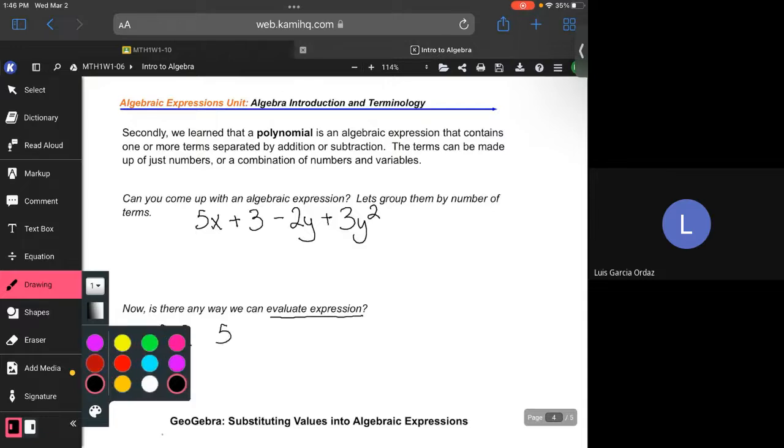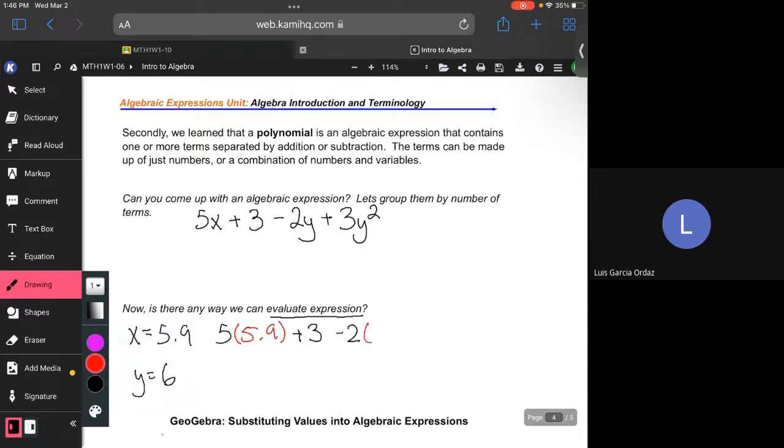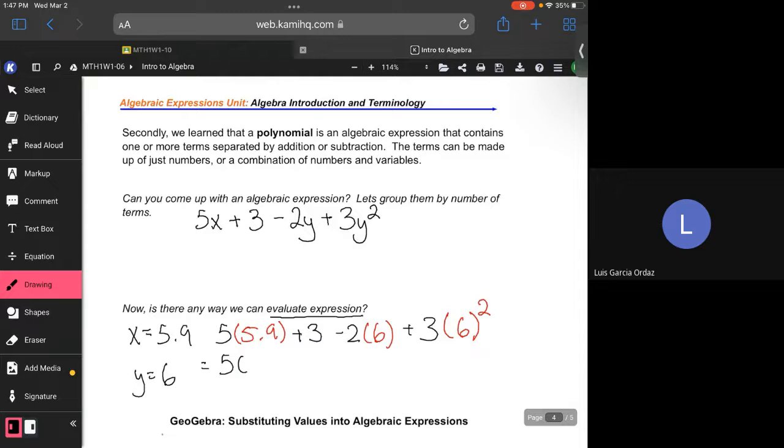So I have 5 times, again, this is x. So we said x is 5.9. Plus 3 minus 2. And what did I say y was? It was 6. Thank you, Ethan. Plus 3 times 6 squared. I'm color coding it because it might be easier for some of you to visualize. So, BEDMAS. Let's start with our exponent. What's 6 to the power of 2? Yep.